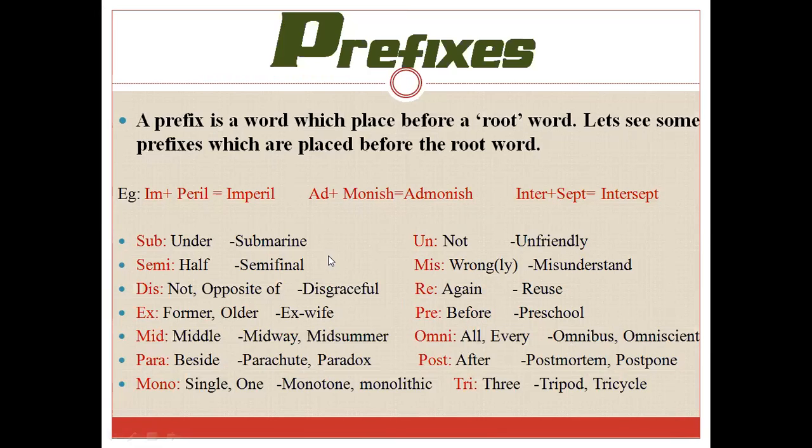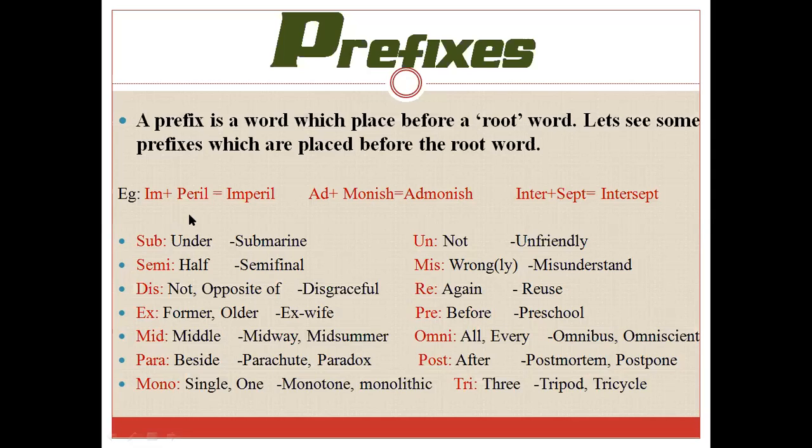So when we add a prefix to this base word or root word, we get the new word, which is imperil. Do you know the meaning of imperil? Imperil is nothing but, if I'm not mistaken, injured or destroyed. That is the meaning of imperil. But if you take peril alone, it has its own meaning. But when you add this prefix im to peril, we get a new word, imperil.